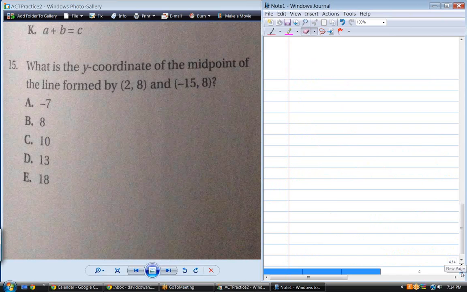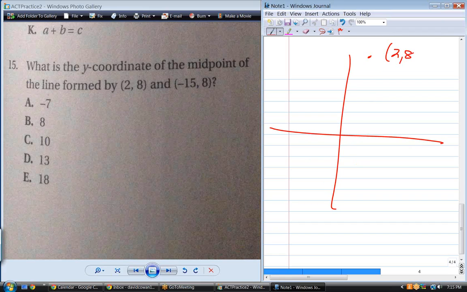This is a problem that we have run into repeatedly already, just in the limited amount of ACT practice we've done. So you can count on this problem being on the test. In one of many forms. In other words, I can draw a picture if I want. You don't need a picture here, but there's the coordinate 2, 8, and the coordinate minus 15, 8 is close to that. I can approximate. What's the midpoint of that line?